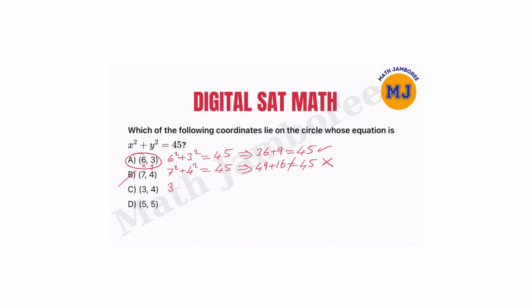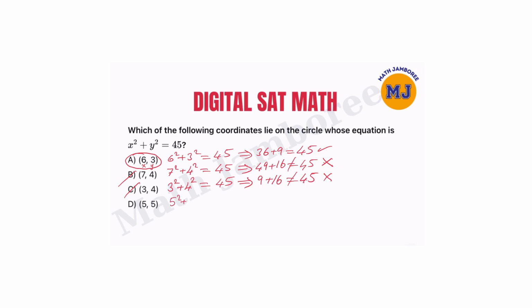Now we're going to substitute 3 for x and 4 for y. And we're going to again seek 45. 3 squared is 9 plus 4 to the power of 2 is 16. And does this give you 45? No, it does not. And let's check the last choice as well.